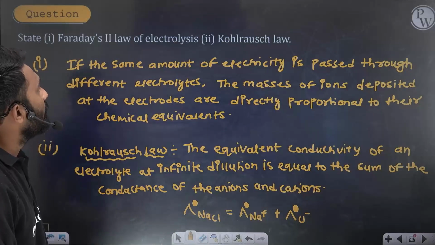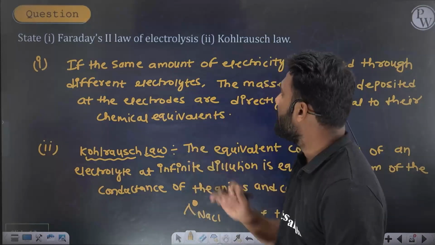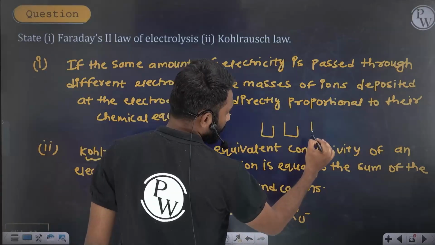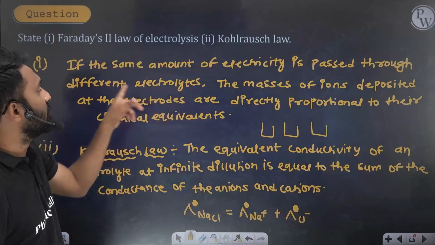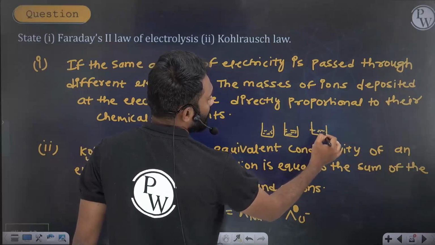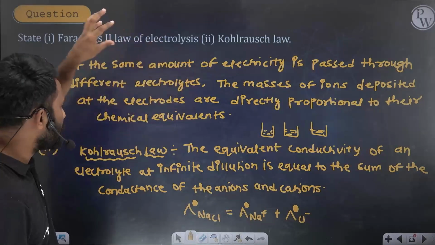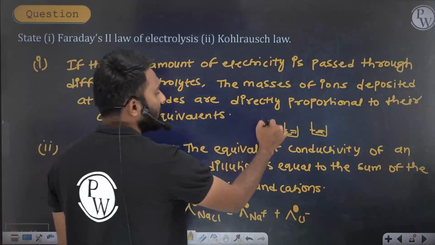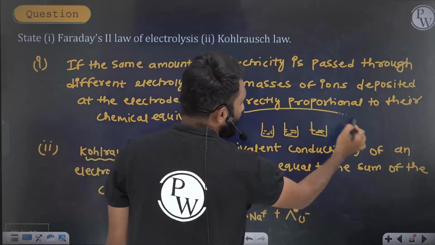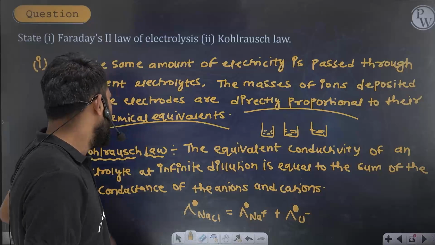State Faraday's second law and Kohlrausch's law. Faraday's second law says that the same amount of electricity is passed through different electrolytes. If you have taken 3 vessels, the same electricity is passed through the different electrolytes. The mass of the ions deposited at the electrodes is directly proportional to their gram equivalents, or chemical equivalence. This is known as Faraday's second law.